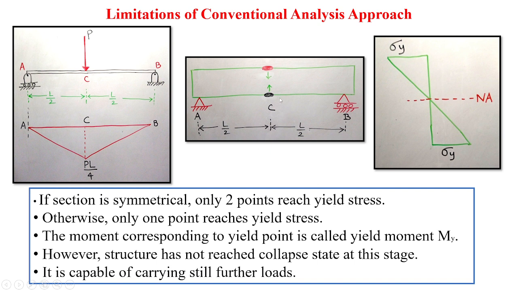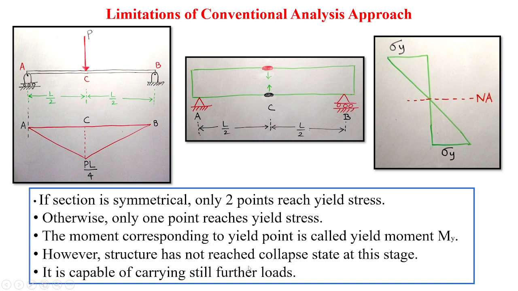So the second diagram clearly shows that the yielding has started only at the 2 points, that too at the center, because that is the point where maximum stress will reach first because of the symmetry of loading. And the third diagram shows that above the neutral axis there is compression and below the neutral axis there is tension, because it is a simply supported beam, and the yield stress sigma y is reached at the 2 points only simultaneously. However, if the structure is not symmetrical, then only one point will reach the yield stress. Now the moment corresponding to this yield point is called the yield moment My.